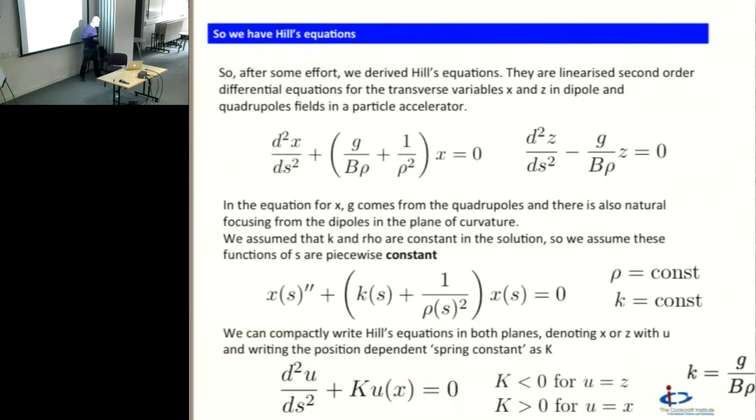This equation here is Hill's equation for both planes, and what big K is depends on what plane you're in, if you're in a quadrupole, if you're in a dipole. So we just go off and solve this equation for arbitrary big K and understand the motion in both planes at the same time. And that's what we're going to do. But that's a dead easy equation. You know what that equation is. It's a pendulum equation. I've already solved it.